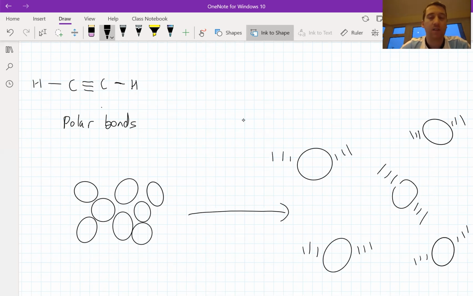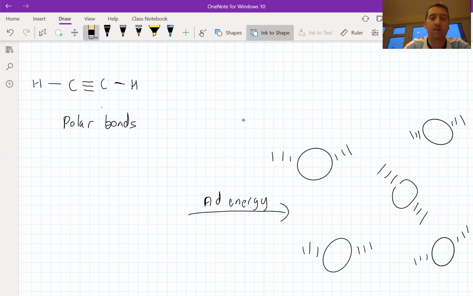So obviously we have to add energy to get them to go from a liquid to a gas, and we do this by heating. How much we have to heat them depends on the forces of attraction between the particles when they are a liquid. Different substances have different forces of attraction that hold the molecules together. We need to know how strong those forces of attraction are. To answer that, we need to know if they've got polar bonds.